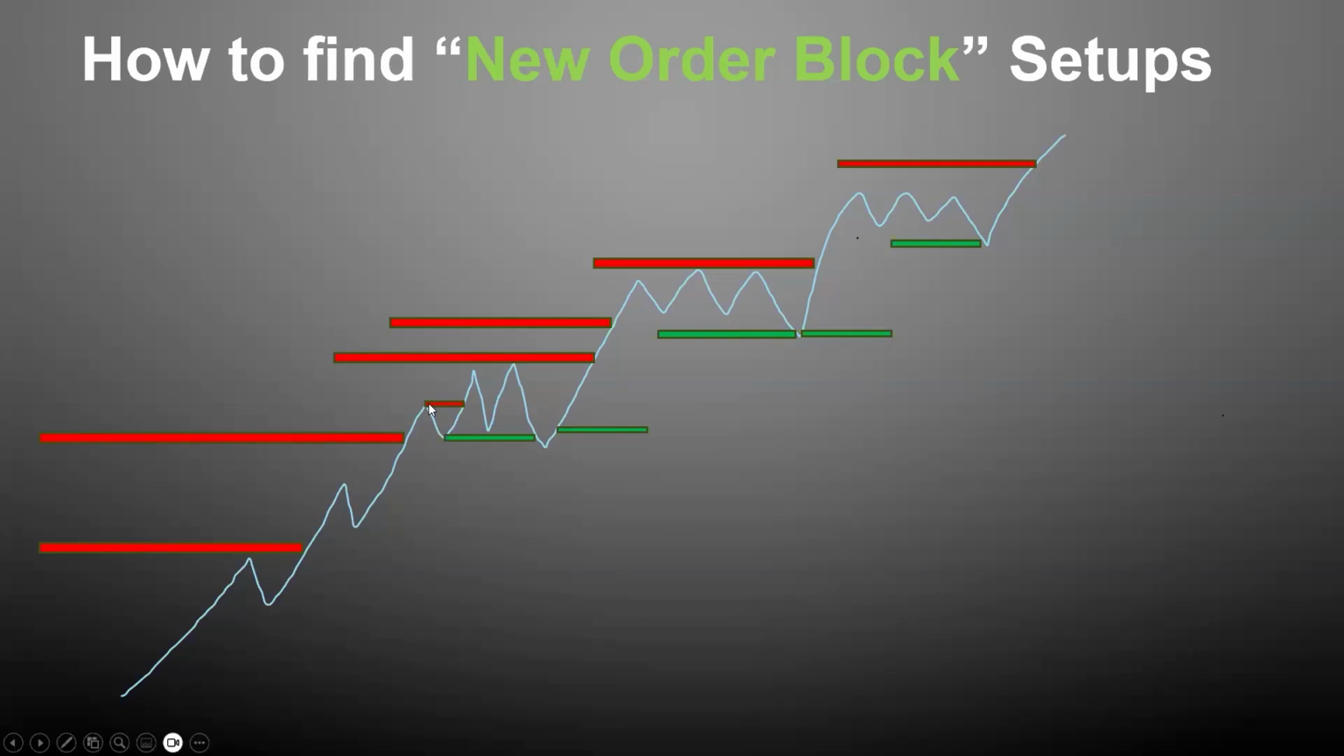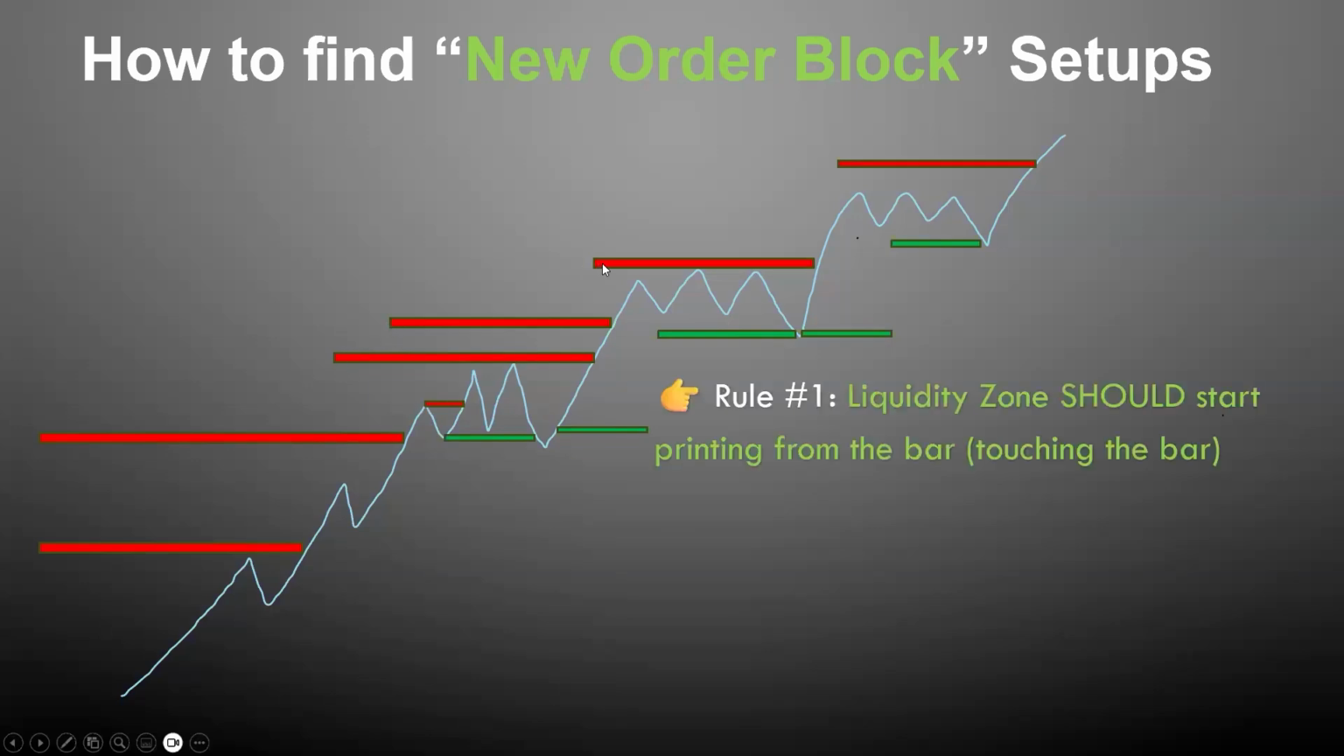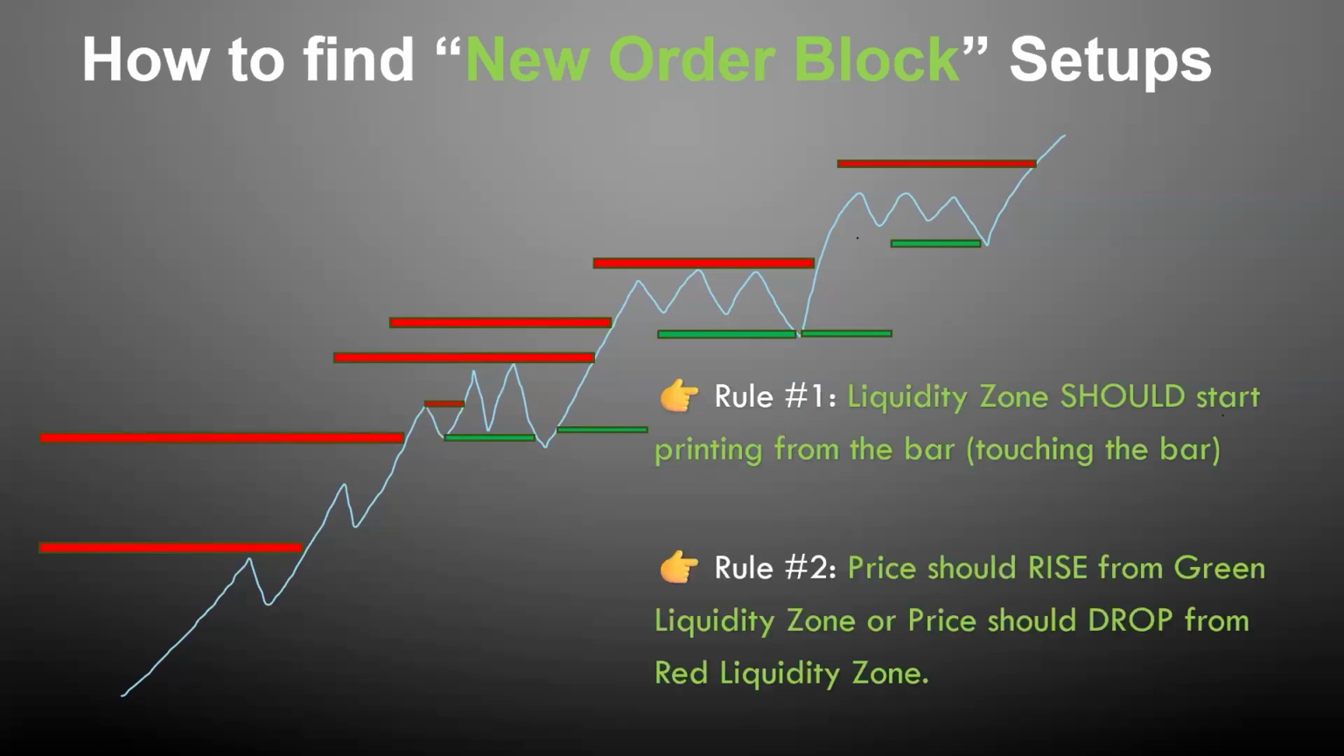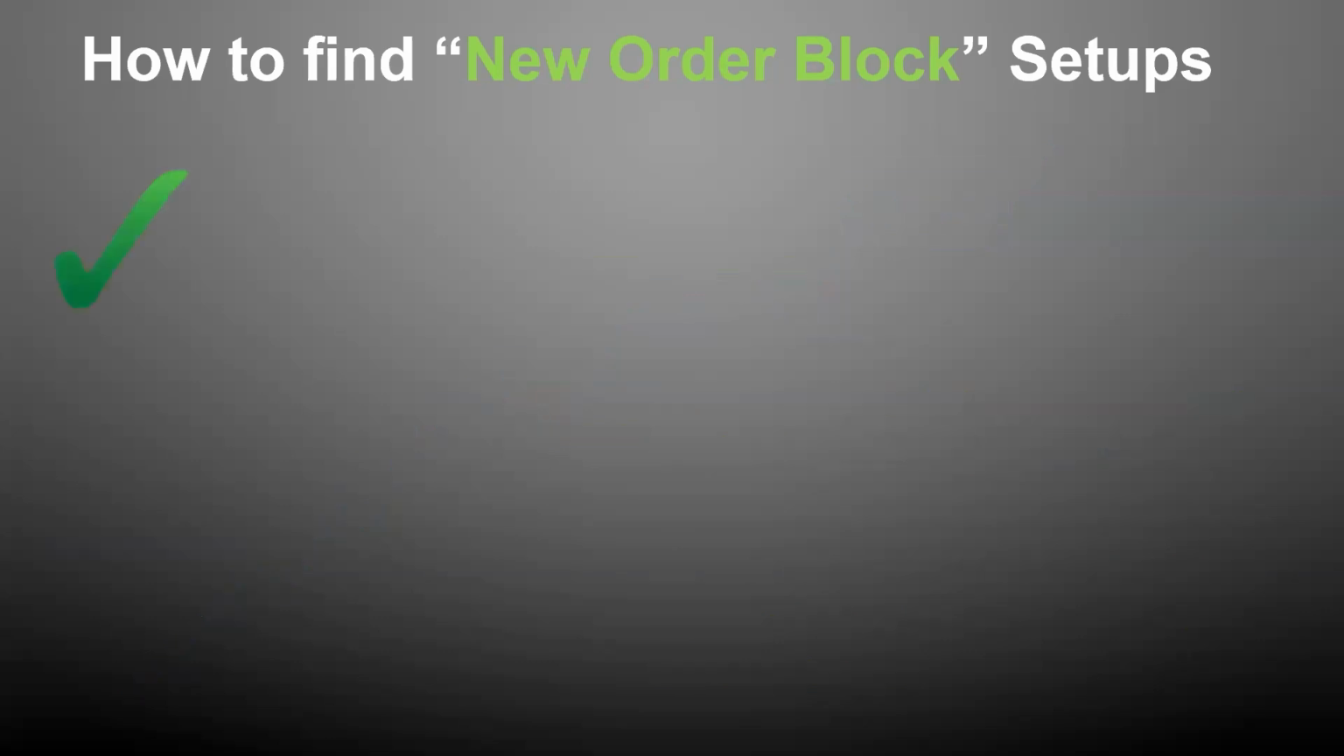The starting point of the order block should touch the price, whereas here the starting point of the order block is very far away. I will give you some examples. So in general, the liquidity zone should start printing from the bar, touching the bar. The price should have the impact. So let me show you some examples.